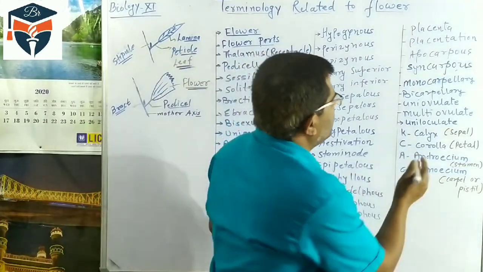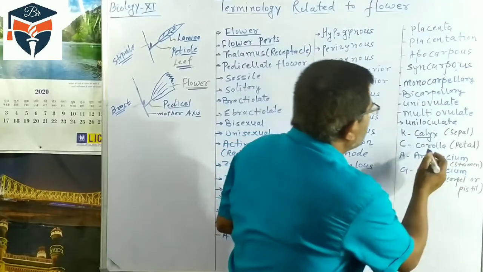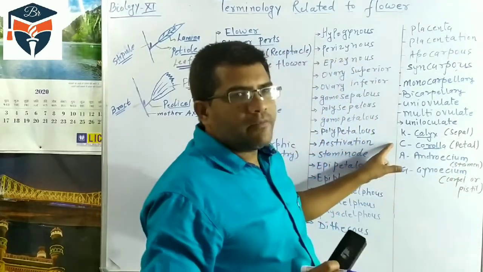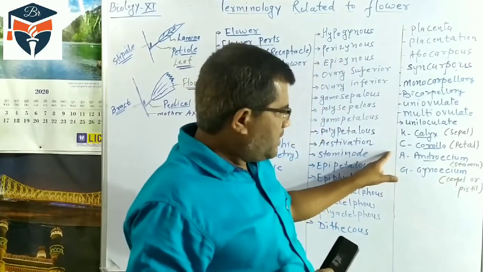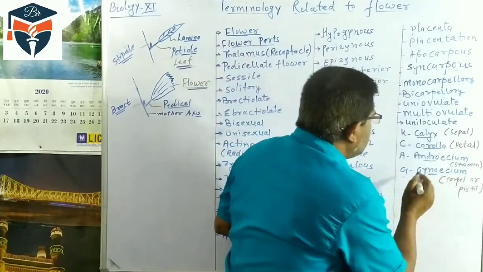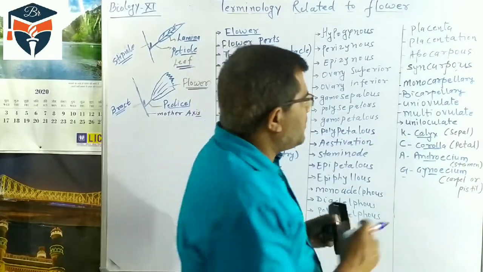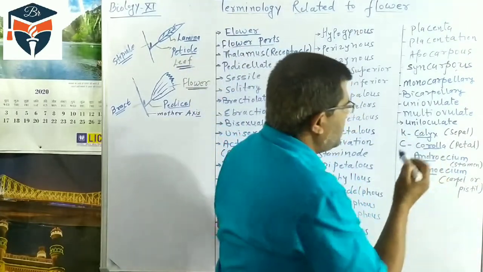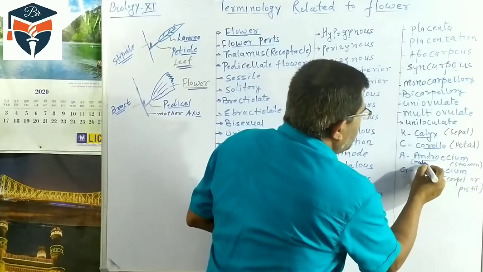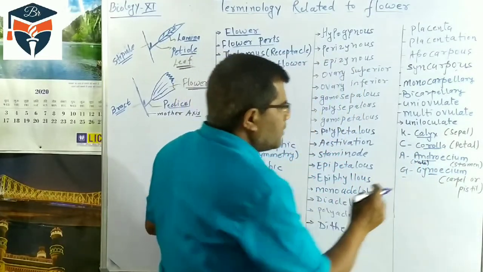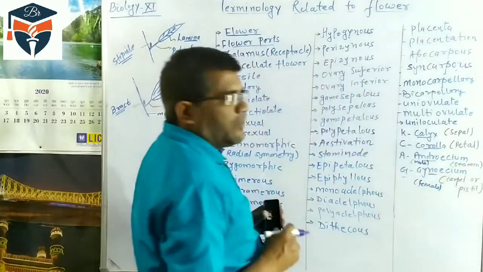Each flower has the calyx, denoted by K; the corolla, denoted by C; the androecium, denoted by A; and the gynoecium, denoted by G. So these are the 4 parts of the flower: calyx, corolla, androecium, and gynoecium. The androecium is the male part of the flower, and the gynoecium is the female part.